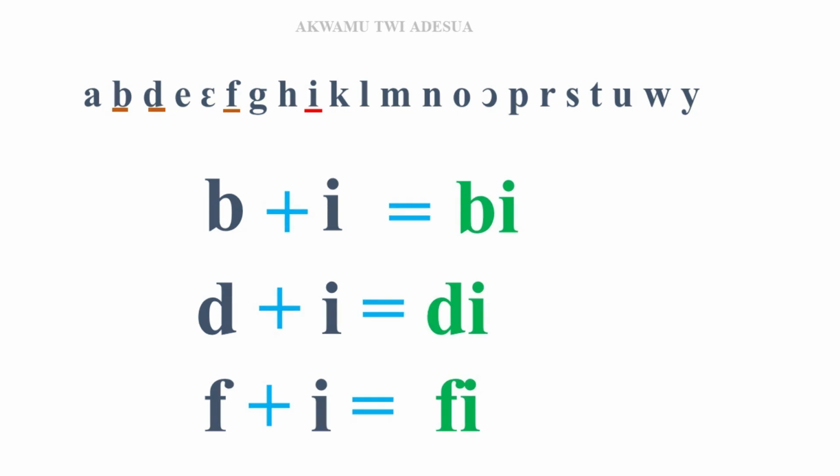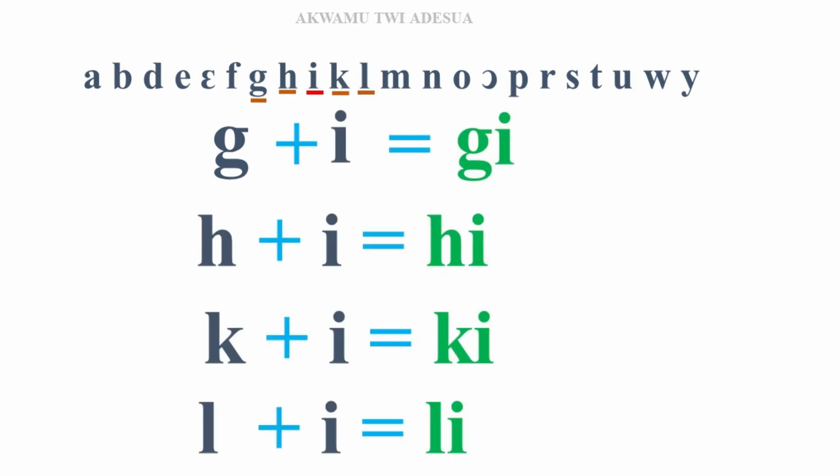F plus E, which is the F, and the E or the I will give us Fi. G plus E will give us G. So the G and the I will give us G. H plus E, which is the H, and the I will give us He.